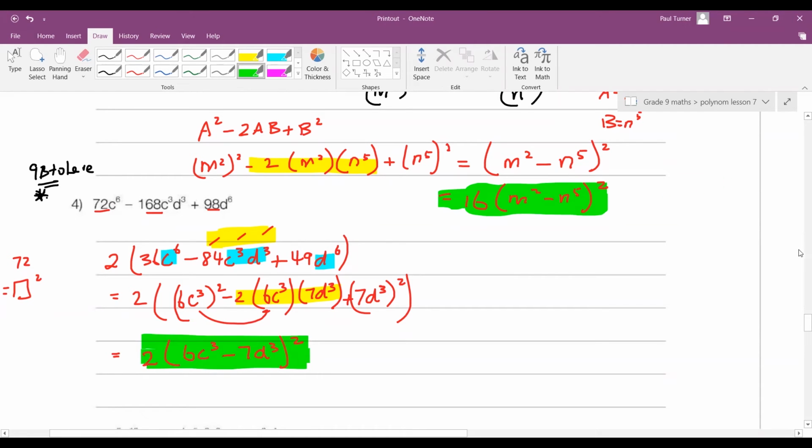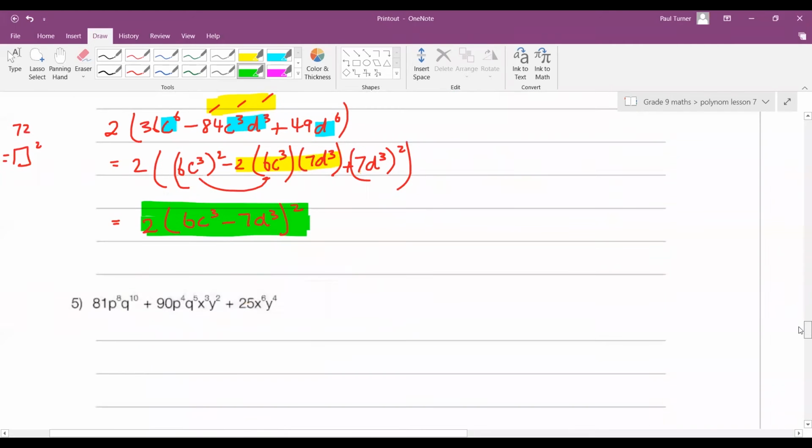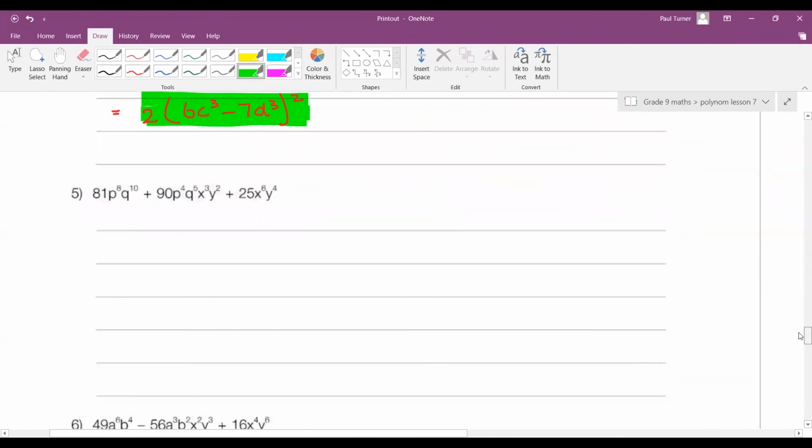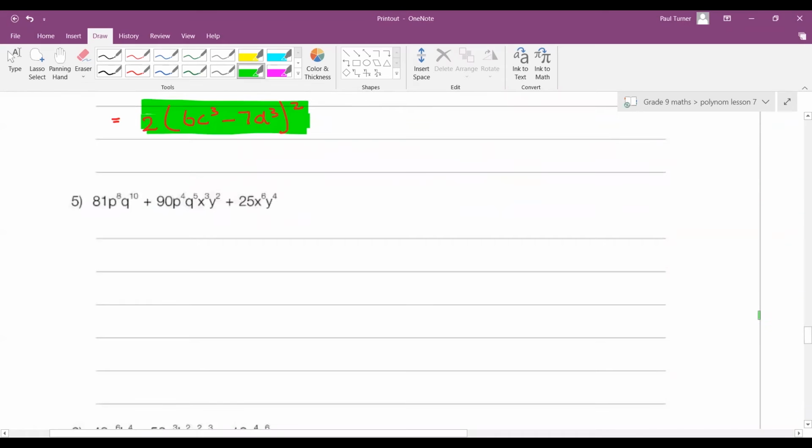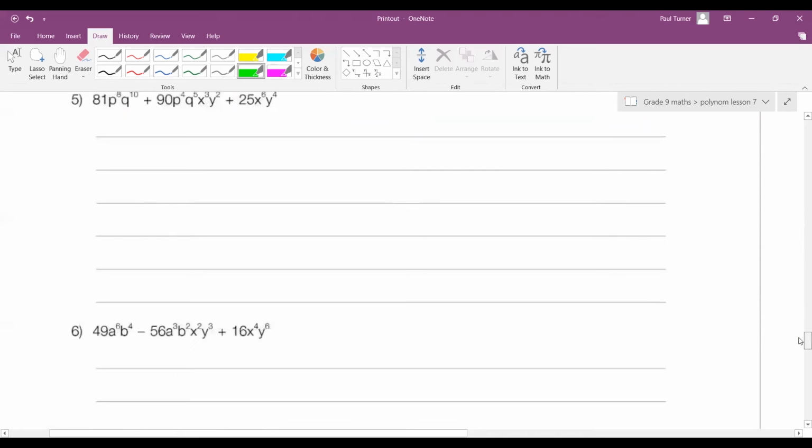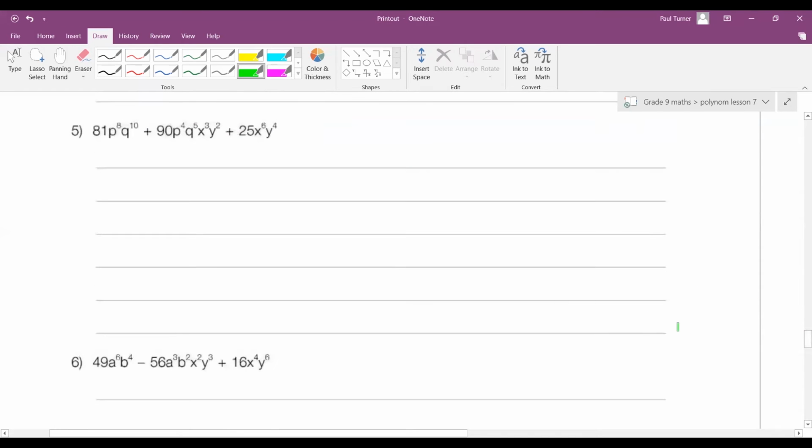So just be aware that some questions require the common factor to be taken out. Not 5 though. 5 doesn't have a common factor. So work on 5, 6, 7, 8, 9, 10 for a while. And I'll come back in 10 or 15 minutes and we'll talk about some answers. I'll do a few of the solutions so you can see how you're going.